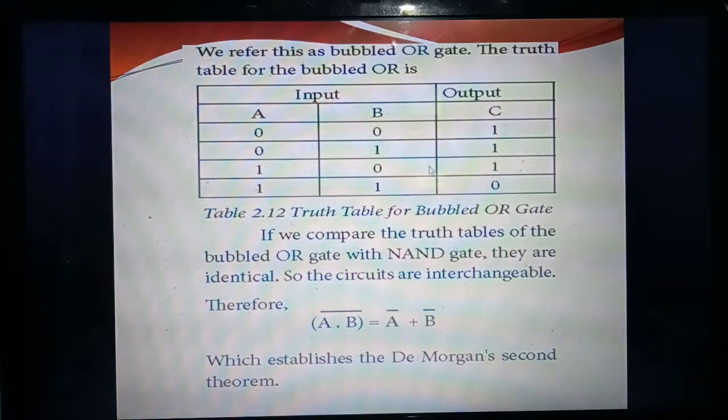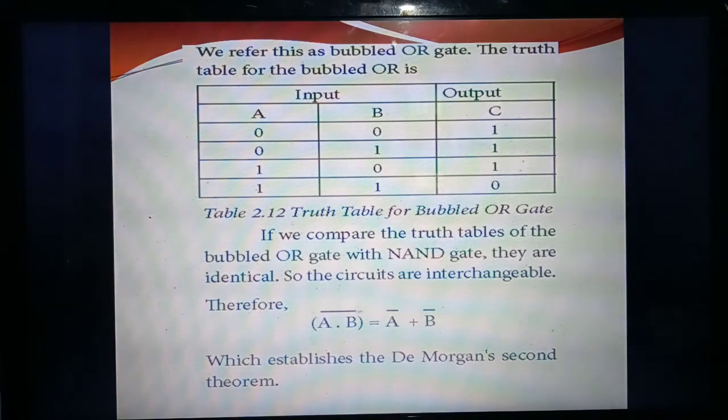Listen carefully. This is the truth table for the bubbled OR gate. When will you get the output 0? If both the inputs are true, that is both inputs are 1, you will get the output 0. For all the remaining inputs you will get the output 1. Understand?